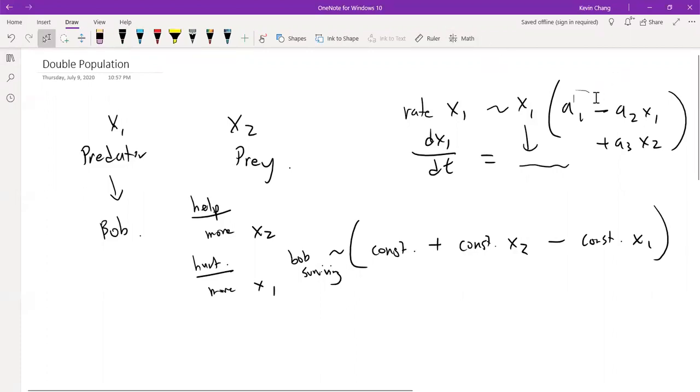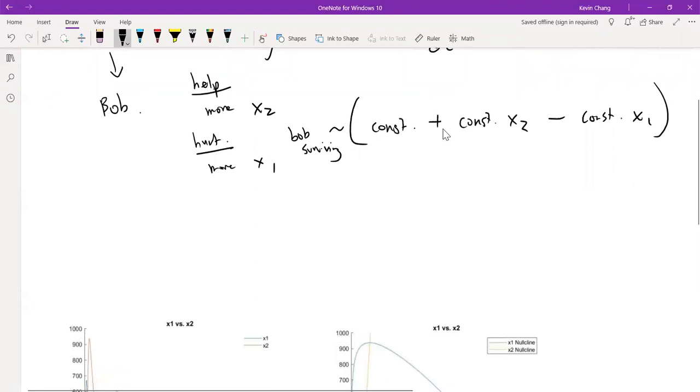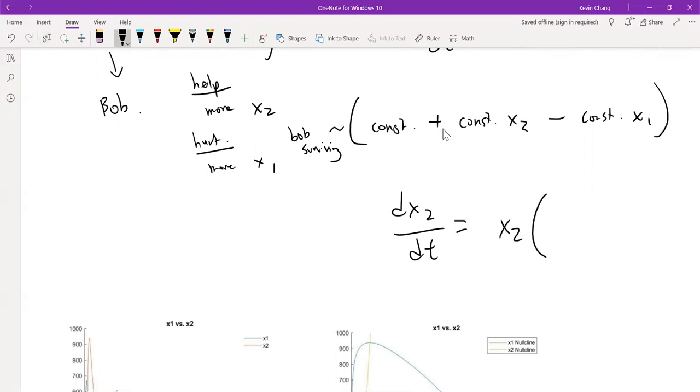As you can see, with more complicated models like this, we are already requiring a lot more data. We need numbers like a1, a2, and a3 just for x1. And we do the same thing for x2. I'm not going to do it here for the sake of time, but we should have something like the derivative of x2 equal to x2 times some constant, let's say b1. Then the more x2 there are, the more they're going to be sharing the same resources, so we're actually going to be subtracting x2 and x1. Because remember, the more predators there are, the harder a time x2 is going to have surviving.